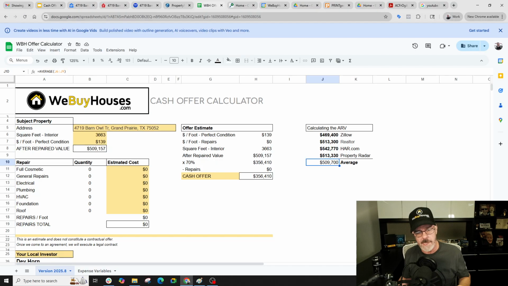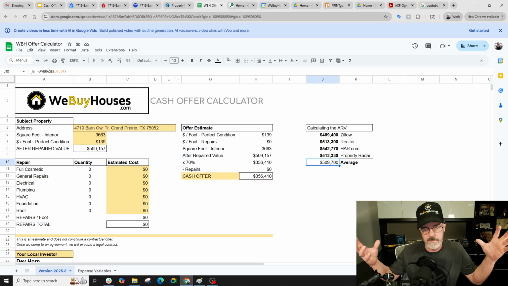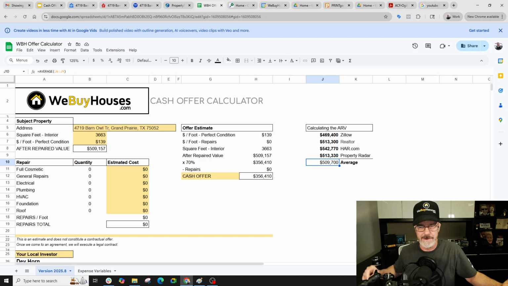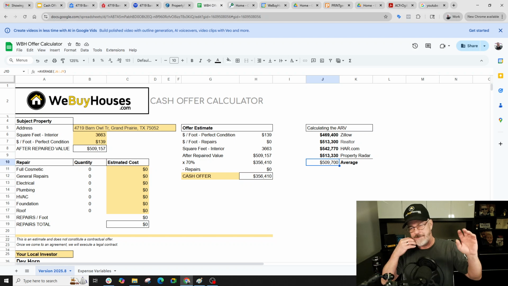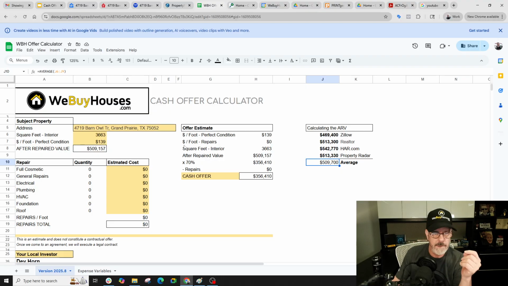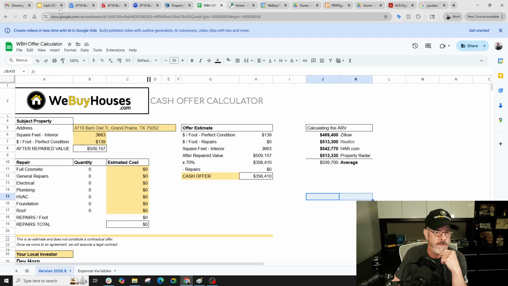Because sometimes wholesalers, they just pull the ARV out of the air. You know, all your numbers will be like 300,000, and they're saying 400,000 or 500,000. They just made up a number. This is not a made up number that Fazio is sharing. It really is around the current ARV of this property. And so let's jump into this.